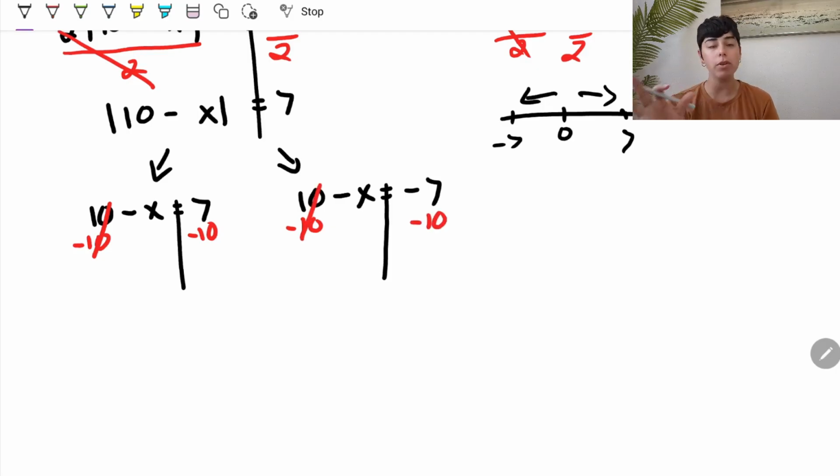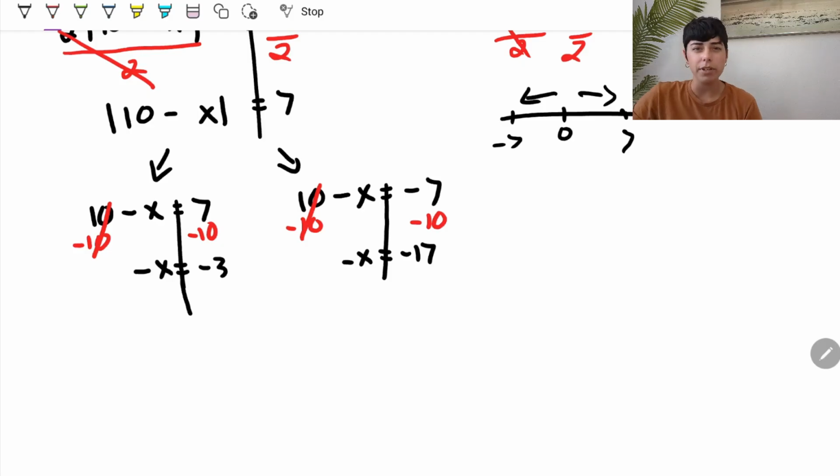Now you don't have to do both at the same time. I'm just trying to show you that they are going to be the exact same steps. They're just not always going to be equal to the same result. So here I'm going to drop the negative x, and 7 minus 10 is negative 3. And then on the other side, negative x, negative 7 minus 10 is negative 17.